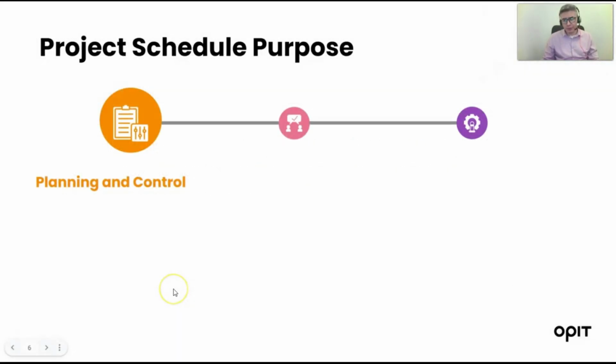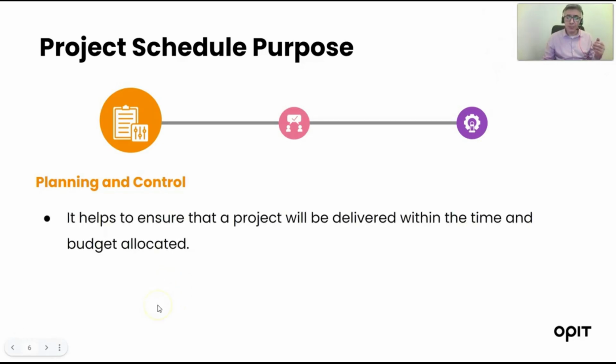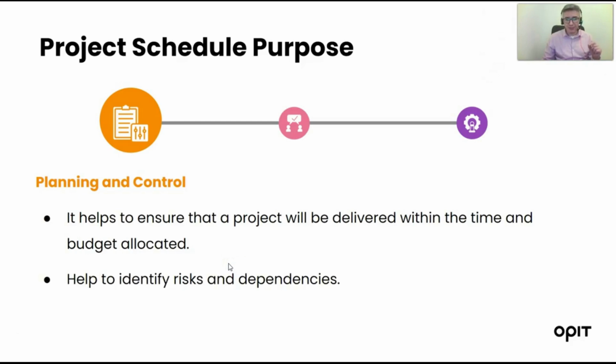What is the purpose of the project schedule? So first of all, planning and control. First of all, it helps us to ensure that a project will be delivered within the time and budget allocated. Also, to identify risks and dependencies. Schedule is a planning and control tool, really crucial for us.